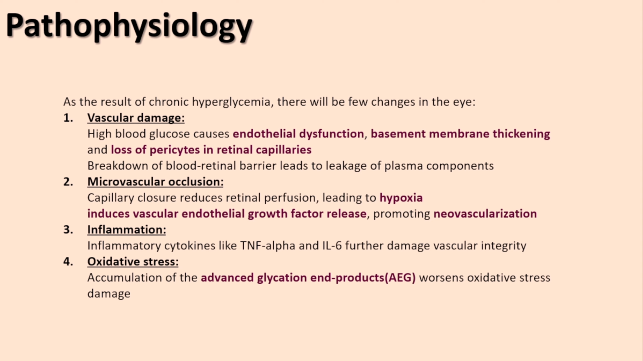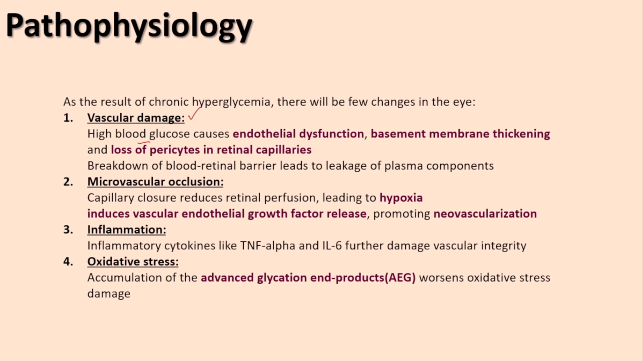So note that all the changes that you are going to see in diabetic retinopathy are due to chronic hyperglycemia, and there are a couple of changes that you have to know for your board examination. Number one is the vascular change, and here we have endothelial dysfunction, basement membrane thickening, and loss of pericytes in the retinal capillaries due to high blood glucose. So breakdown of the blood-retinal barrier leads to the leakage of the plasma component into the vitreous humor.